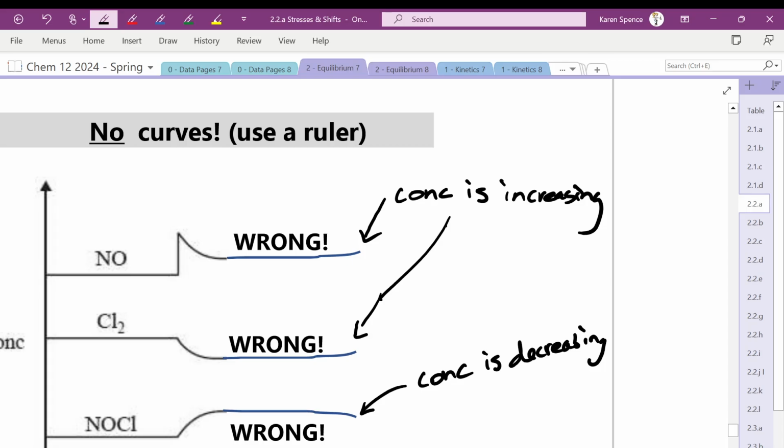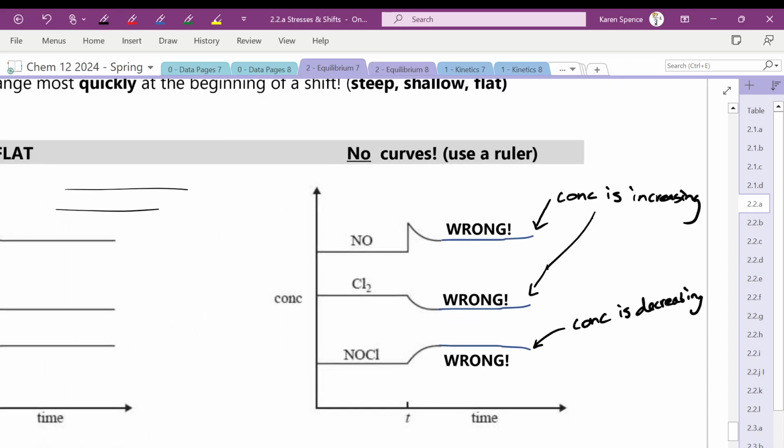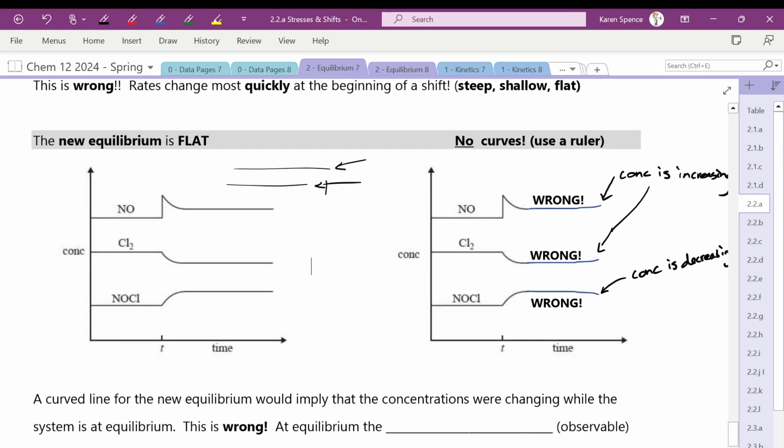Now, if you can draw a fairly flat line, that's okay. It doesn't need to be perfect. Like this would be okay, this would be okay. You know what I mean? It doesn't have to be perfect, but I don't want it to look like that. I don't want your horizontal line to be on an angle or curving. Okay?